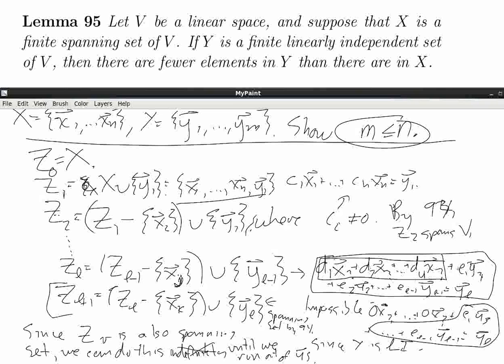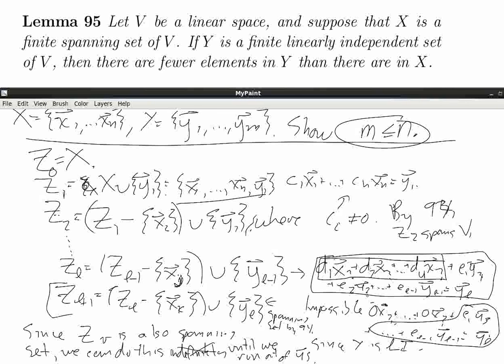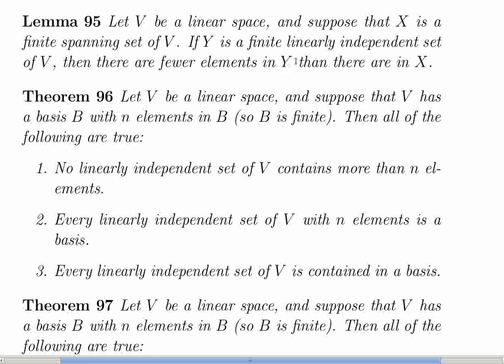Why do I know that? I know that if there were only non-zero coefficients among the e's, that would mean that I would have a situation where you can take a linear combination of the y's equal to another y, and that is something that happens when they're linearly dependent, but y is a linearly independent set. So I can keep on doing this process, each time replacing one x with one y, until I run out of y's. If I can keep on doing that till I run out of y's, that means I haven't run out of x's, which means that there are at least as many x's as y's, which means that the number of elements in y is fewer than or equal to the number in x.